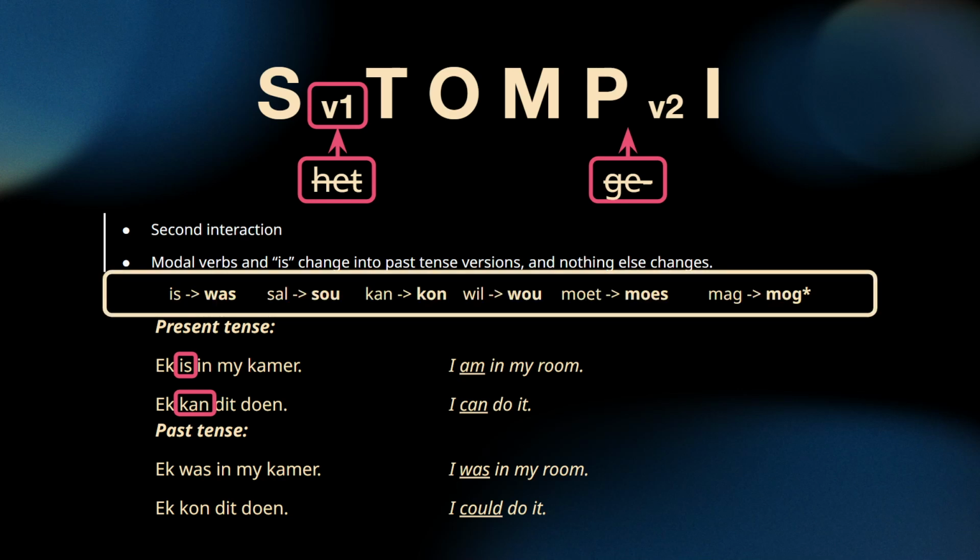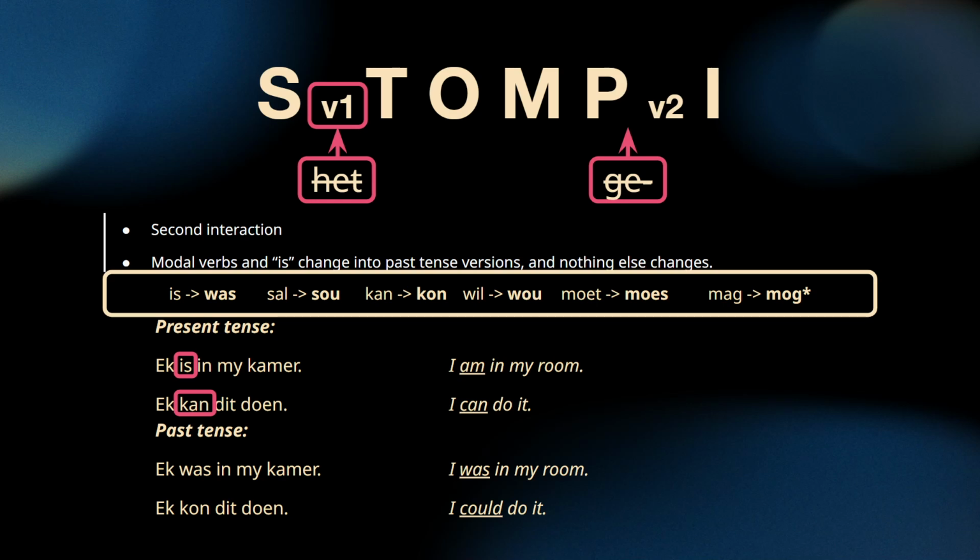There are a couple of these verbs, and the definitive list is: is changes into was, sal changes into sou, kan changes into kon, wil changes into wou, moet into moes, and mag into mog. Is changes into was, I will changes into I would, I can into I could, I want to into I wanted to, I must into I had to.